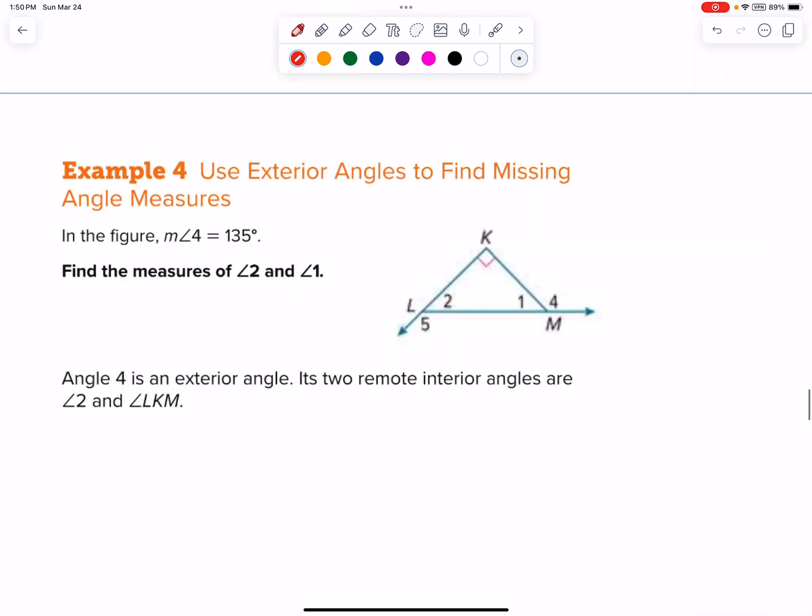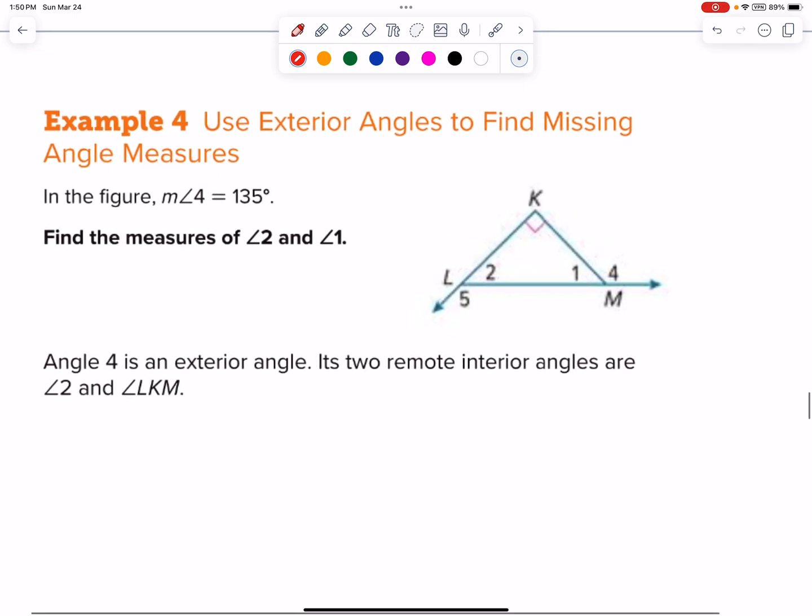All right, let's go ahead and continue practicing this. We're using the exterior angles to help find some missing angle measures. Okay, so it's telling us that the measurement of angle 4. So they're giving us the exterior on this one, and it is 135 degrees. They want us to find the measurement of 2 and 1. They're letting us know that angle 4 is an exterior, which we already know, and its 2 remote interior are angle 2 and angle LKM, which is angle K.